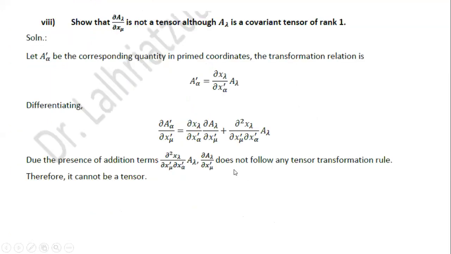Now the last one. A lambda, so lambda in superscript means this is a contravariant tensor of rank 1. There is only one index. So the derivative of A lambda with respect to x mu is not a tensor, right? In order to prove this, we start by writing the transformation relation again. We assume the corresponding quantity in prime coordinates as A prime alpha, and A prime alpha and A lambda are related like this.